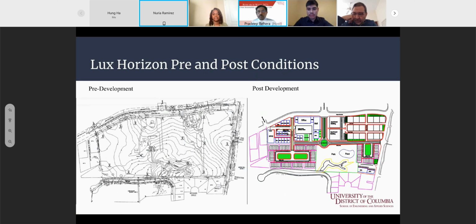Next. So this is the pre and post development conditions for land. As you can see on the left, we have only green area and different elevations all throughout. And for post development conditions, we have all the impervious areas, which is houses and buildings, and just a small amount of green area. So the water is going to infiltrate from the top of the park to the lower left. Next, please.